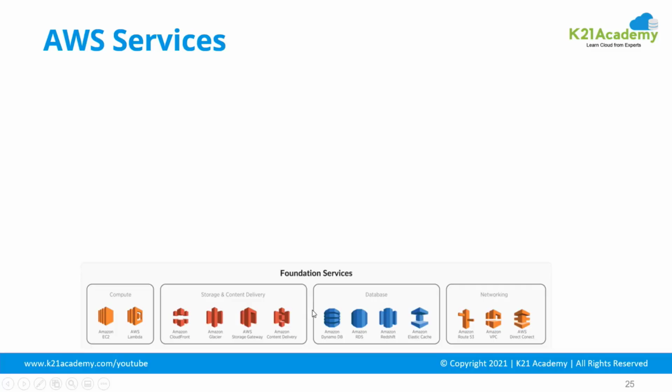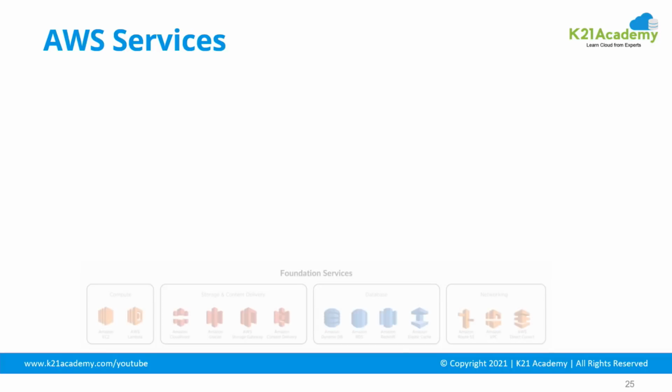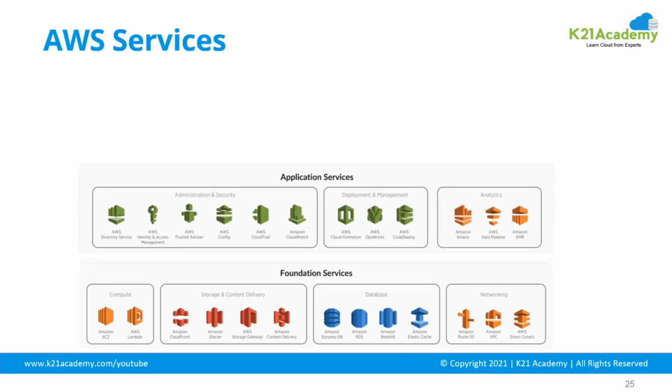So these are the foundation level services which you have: compute, virtual machines, storage, networking, databases, and identity and access management as well. Then you have application services, which basically provide the complete application in terms of administrative and security. You have directory services, which is your Microsoft Active Directory running on AWS Cloud, identity and access management. You have configuration management, CloudTrail for auditing, and CloudWatch. These are some security related.